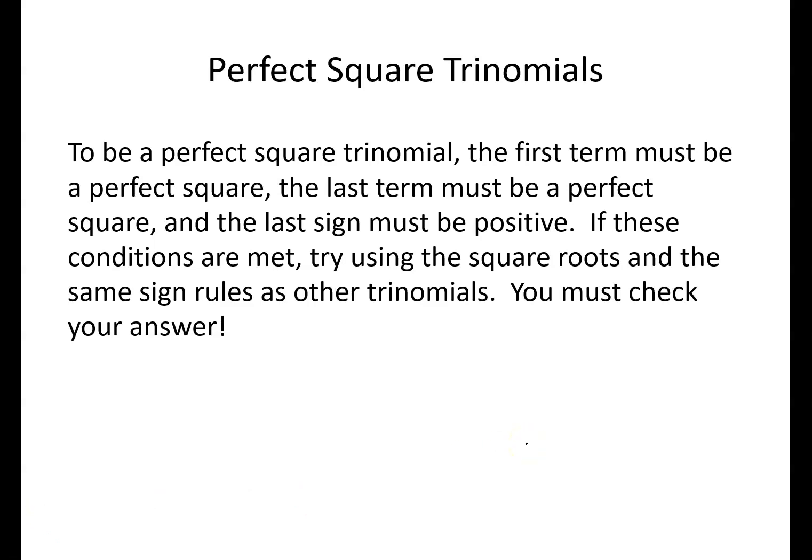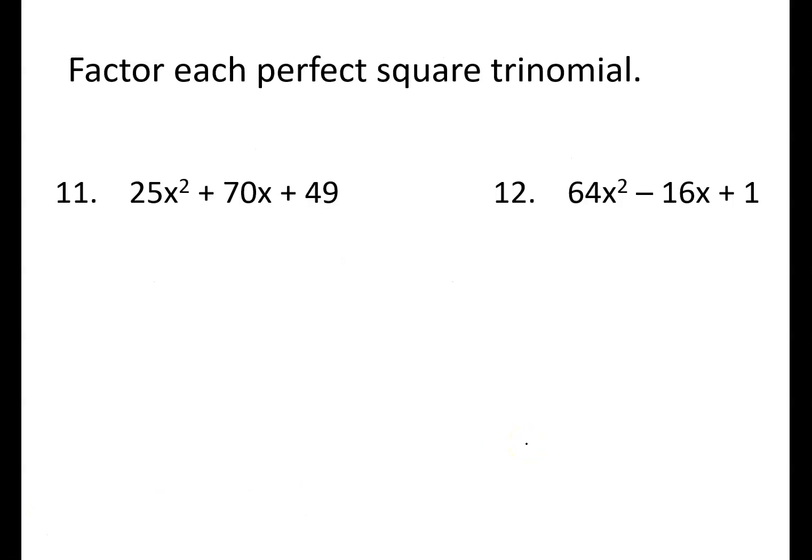So let's look at these examples. Factor each perfect square trinomial. Looking at number 11, we see that the first term is a perfect square, the last term is a perfect square, and the sign in front of the last term is positive. So it meets those three conditions. The middle term, notice, does not have to be a perfect square.